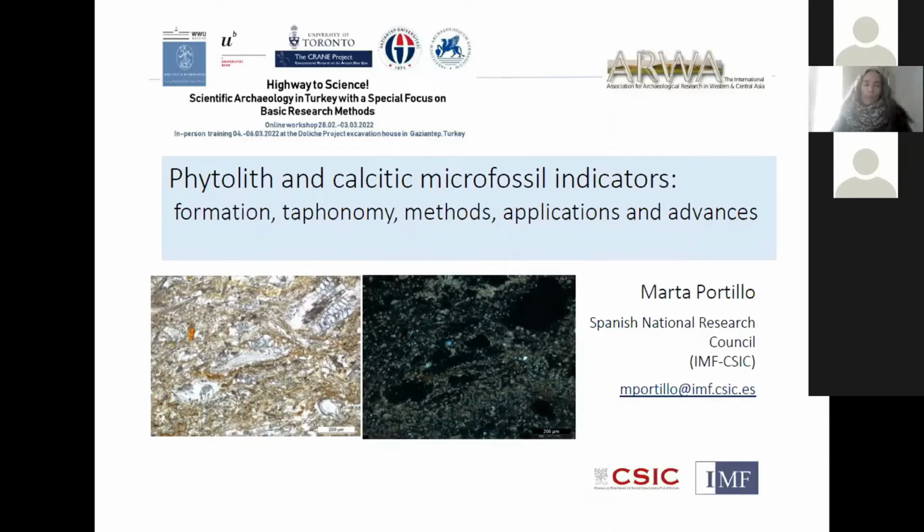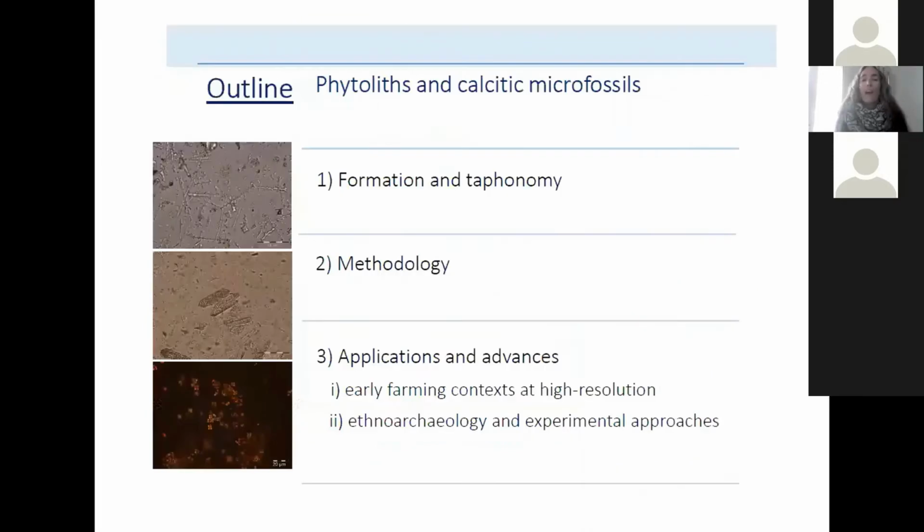And today I'm going to share part of my research focusing on phytoliths and other calcitic microfossils. The idea is to give an overview of main principles, formation, taphonomy, methodologies, and also the applications with several case studies and main advances. So first of all, I will be focusing on the phytoliths and calcitic microfossils.